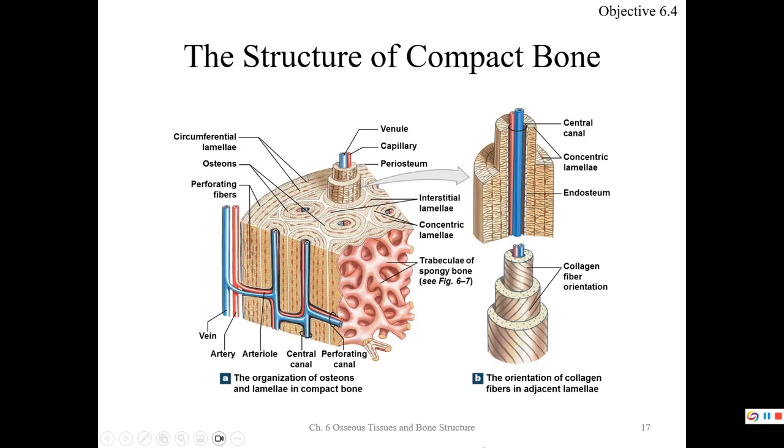So here you can see an osteon, and each ring with the lacunae holding osteocytes. Inside is the central canal. Here we can see our perforating canals going side by side to each osteon. Then we have our interstitial lamellae in between the osteons, and on the outside we have our circumferential lamellae. This creates the structure of compact bone.